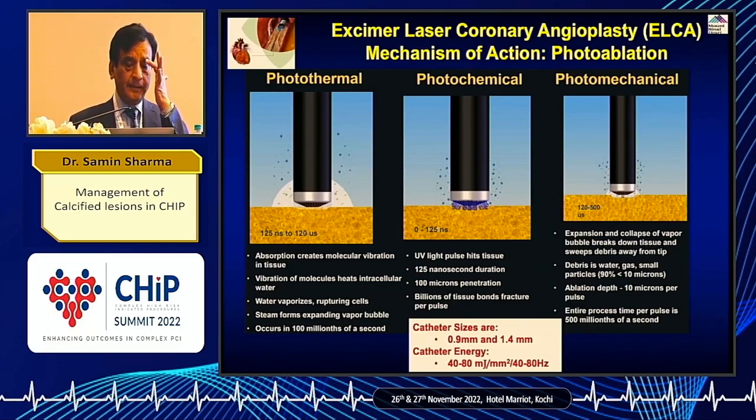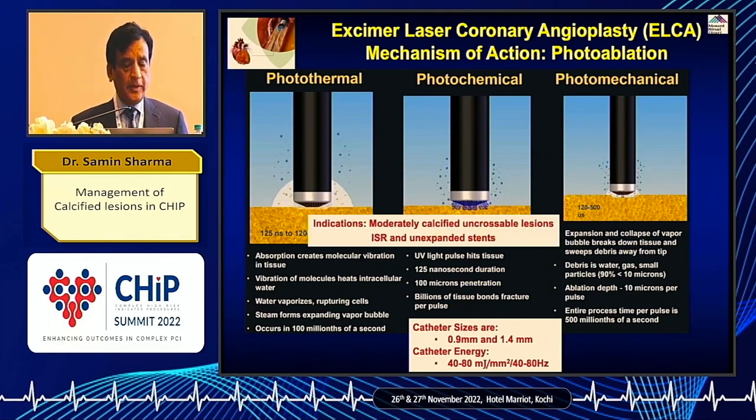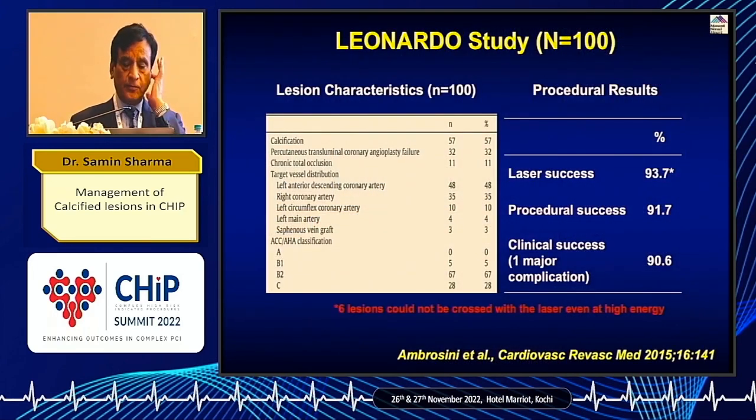Then the laser, as I mentioned, is available now, 0.9 and 1.4 millimeter, although it's a big machine that has to be brought to the institution. It can be used particularly for moderately calcified uncrossable lesions, ISR, and unexpanded stents. Some studies have shown that laser does quite well in these cases, but many of them will not cross. So for a very calcific lesion where IVUS did not cross, if you try laser it will not cross also. That's where you need to do a very small rotational atherectomy.